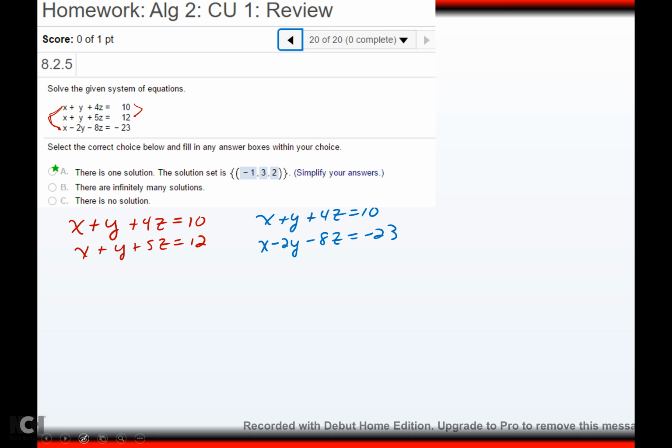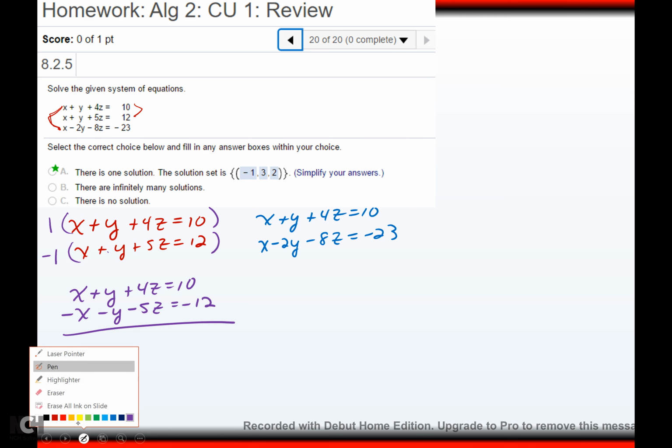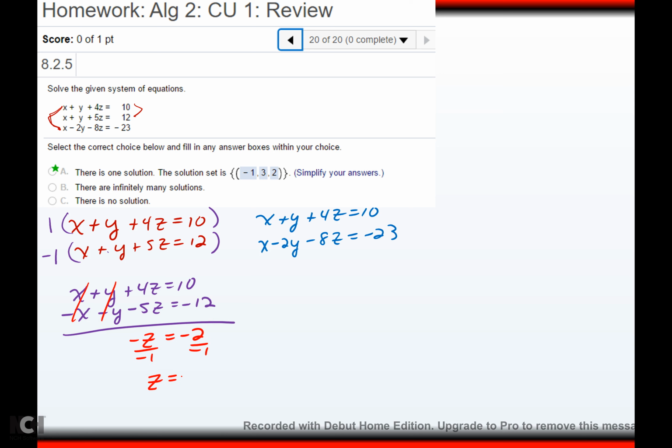I'm going to pick a variable to eliminate. And I picked y's because, especially on this one, they're already the same. I just need to make their signs different. So bottom to the top, top to the bottom. They came out the same. I make my bottom negative. And that's going to give me x plus y plus 4z equals 10. Negative x, negative y, negative 5z equals negative 12. And Merry Christmas, Happy Birthday to me. This doesn't happen often, but two variables canceled out, which gives me negative z equals negative 2 divided by negative 1, and I get z equals 2.